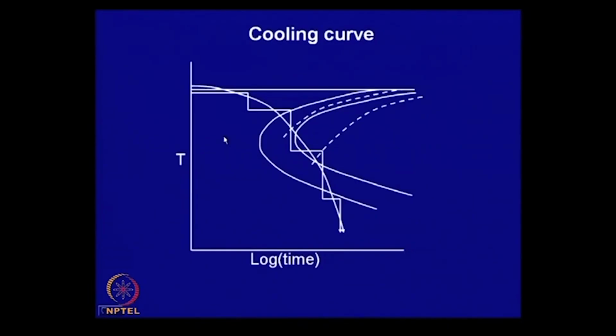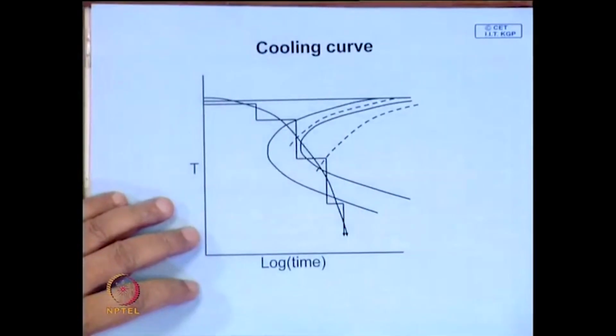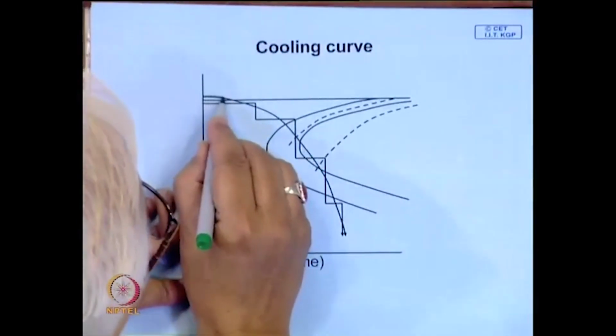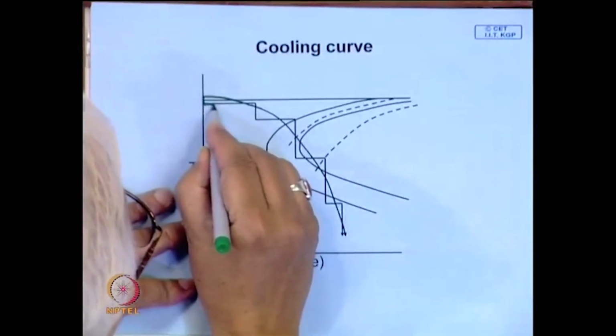Now, a quick look at how you can draw the cooling curve, or infer the CCT diagram, from an isothermal transformation diagram. Here we have an isothermal diagram which is superimposed, and let us consider eutectoid steel. In this case we can always think of the continuous cooling path and break it up into steps like this.